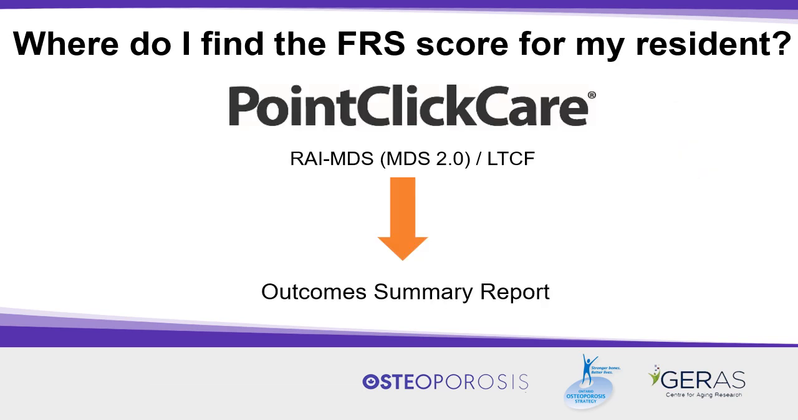So where do you find the FRS score for the resident? Look at Point-Click Care. It's embedded in the Point-Click Care, an EMR vendor, an electronic medical record vendor for long-term care. And in the outcome summary report is where you're going to find other scales such as the ADL long form, the CPS, and the CHESS score. The FRS score is generated from data available in MDS 2.0, similar to other scales.